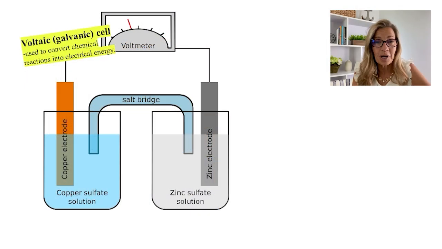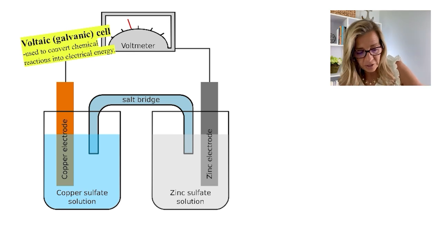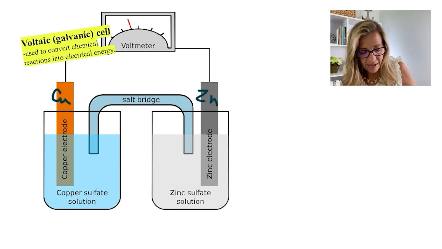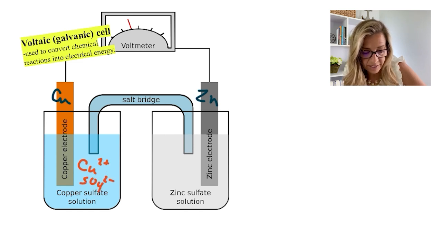This is a picture of a voltaic or galvanic cell. Looks a little complicated, but you're going to get this. This is kind of cool. So we've got two electrodes. In this case, one is copper, just good old copper atoms, and the other is zinc. And then we have solutions. And so in the copper sulfate, I've got copper 2+ ions, and then I've got sulfate ions hanging around.